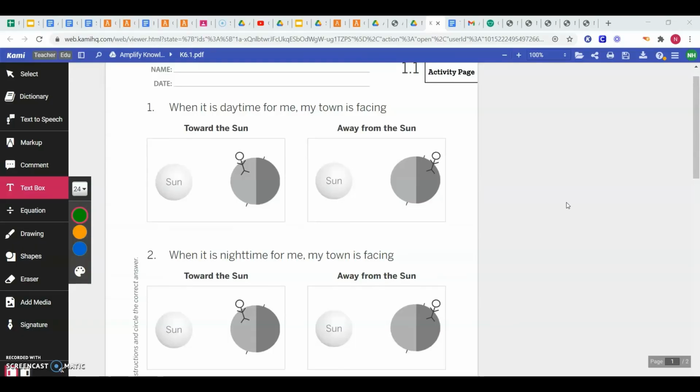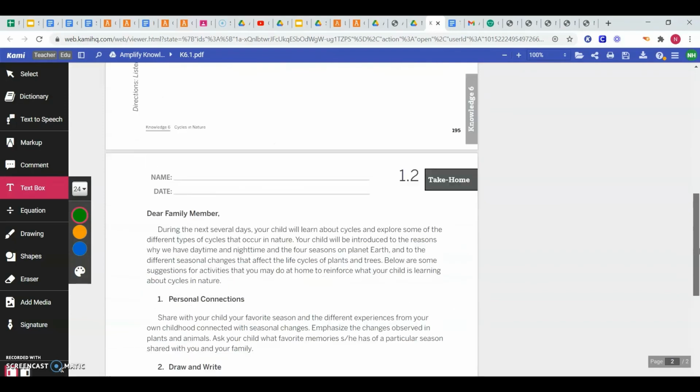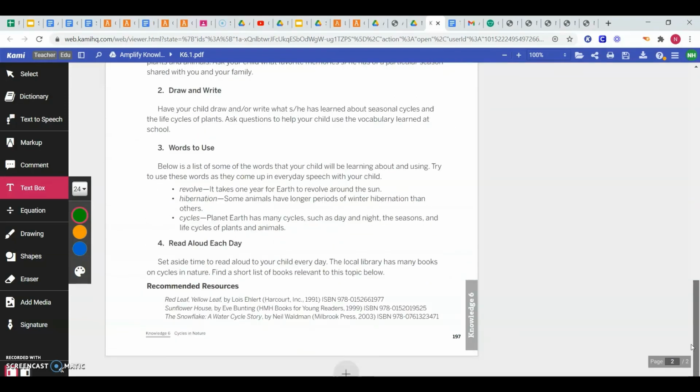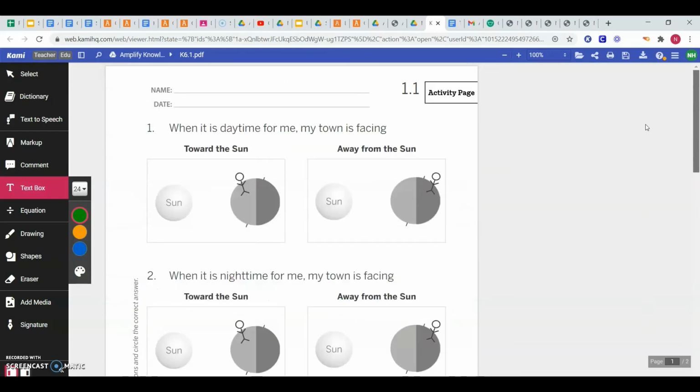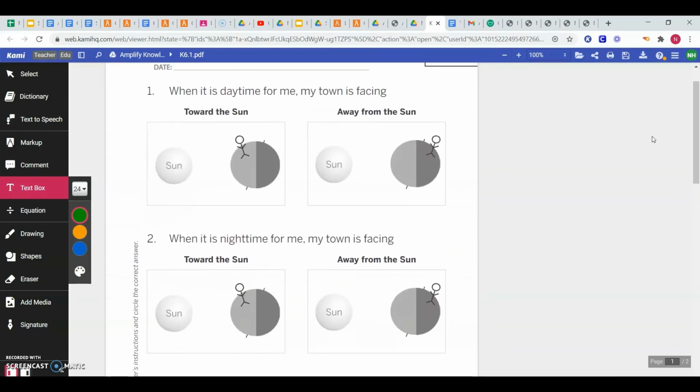Okay, go ahead and get that assignment opened in Kami. It should look like this. At the bottom there's a letter for your parents explaining what we'll be learning about for the next couple of days. But for now, we're going to focus on the actual assignment. There are only 2 questions on today's assignment. Right now, I want you to make a guess or a prediction on both of those questions.